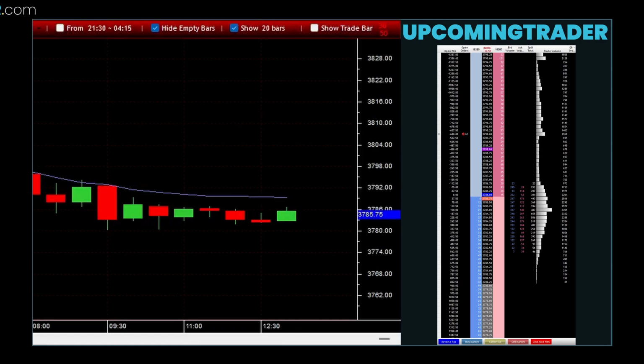Recognizing this pattern involves observing the formation of 3 specific candlesticks in an uptrend, signaling the potential end of upward momentum and the start of a downward shift in the market.